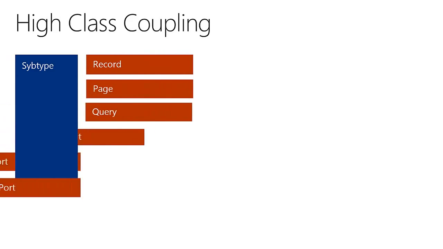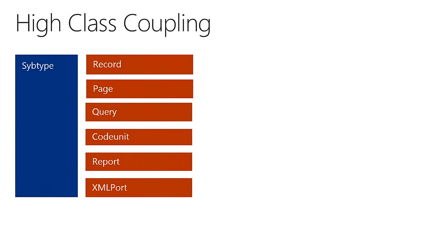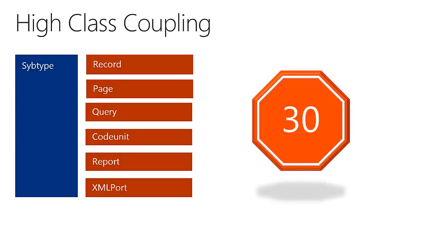Avoid high class coupling. Each variable of the type record, page, query, codeunit, report and XMLport count as one. Each function should only contain a maximum of 30.